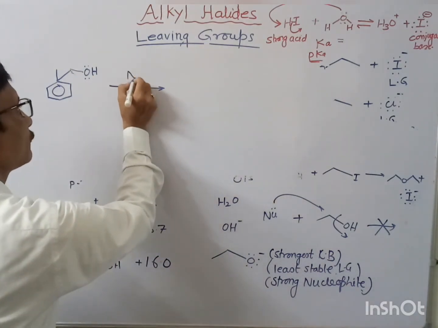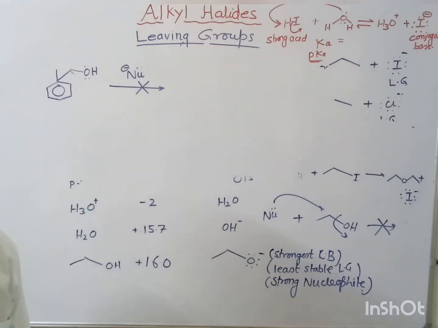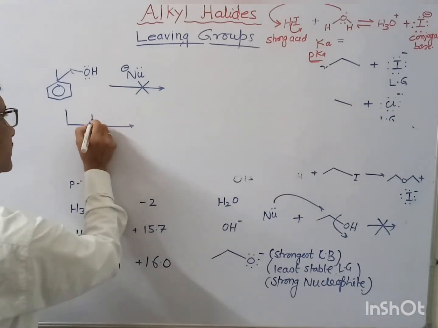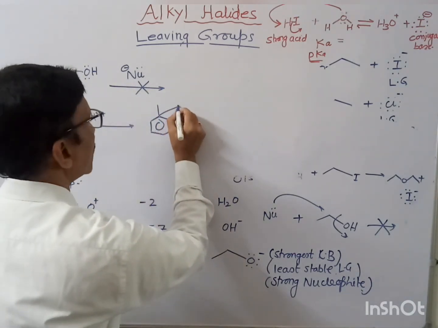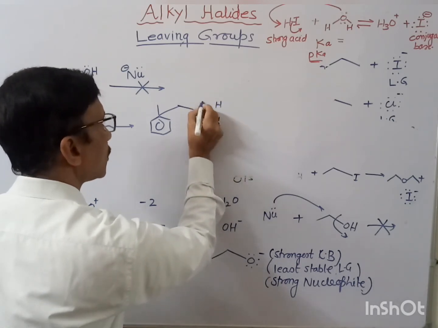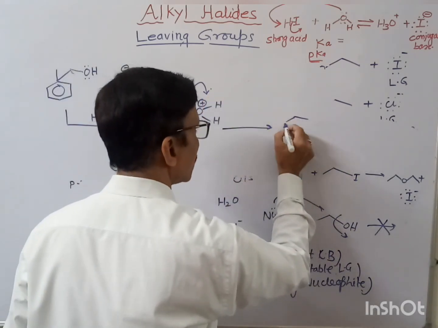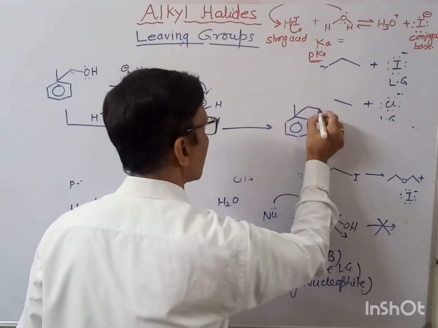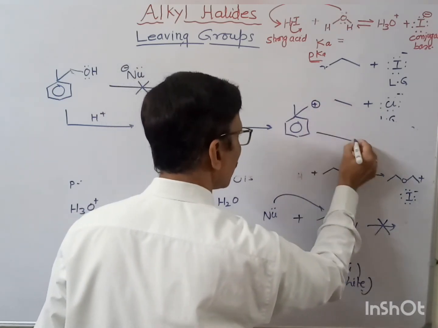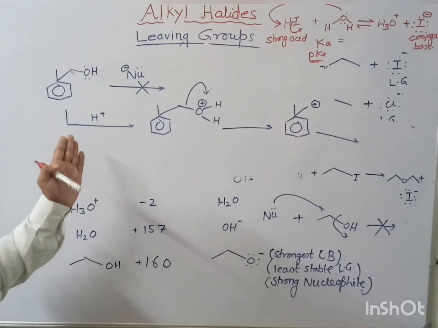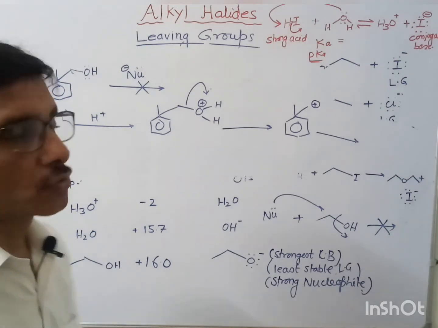Okay, so if I substitute with any nucleophile, then this reaction will not be possible directly. But once I add any acid catalyst, then what will happen? Protonation of the OH will occur, and now this will leave. It will give the positive charge over here, and now any nucleophile can be added over this carbocation. So this is possible in the presence of some catalyst, otherwise it is not possible. So this is about the leaving group.